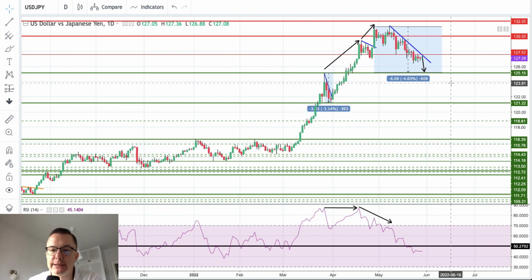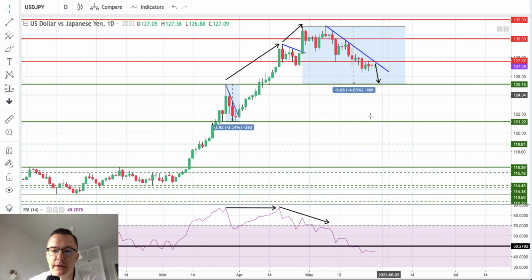If we get there, then this level is minus 4.61% of the correction. So this is a very big correction, the biggest during the up move, and we can see some sort of bounce here, some sort of bullish reaction on the test of this level. However, if we break below 125.15, the next target is way below, 121.22, which is at least around 400 pips lower.